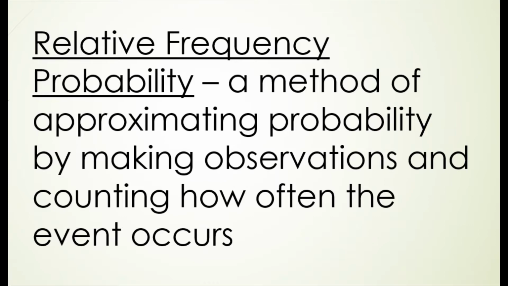Instead, we need to approximate the probability by just doing an experiment over and over again, or making an observation over and over again, in order to see how often the event occurs out of the total number of observations that we made. That's going to give us our relative frequency probability.